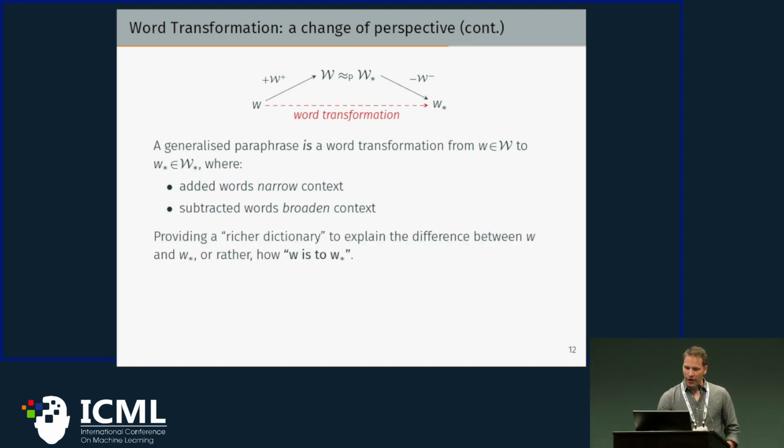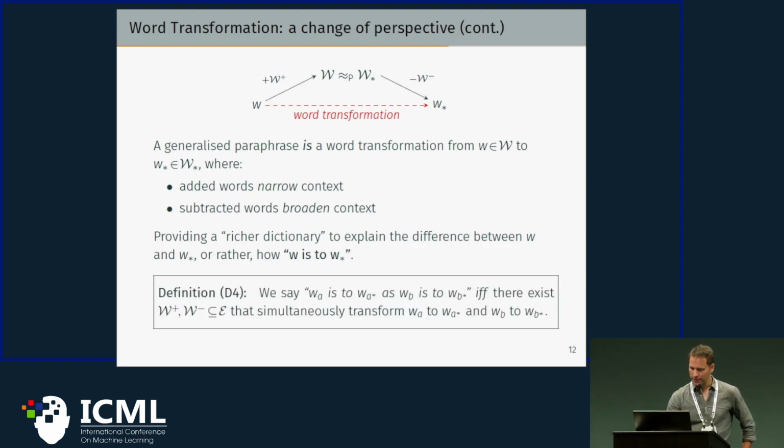And in effect, if we consider this as man and king, whereas a simple paraphrase you can think of as adding words to man to get to king, so we might add royal or reign or crown, and they each may do a rough job, but now we have a richer dictionary to explain this difference. In particular, we can explain the difference between man and king using the difference between other words. And specifically, we can say that WA is to WA star as WB is to WB star if there are words that will simultaneously transform each of these pairs.